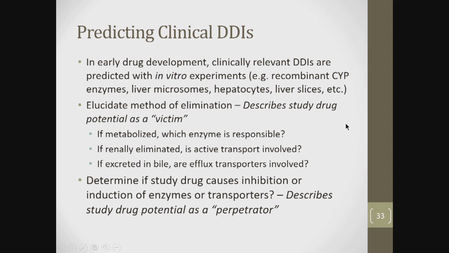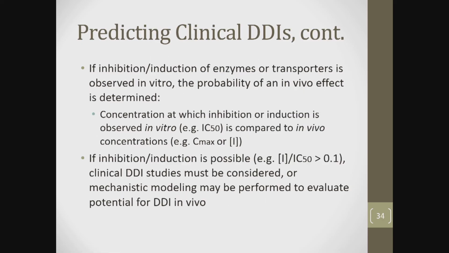After we've characterized clearly how the drug is eliminated, that is, characterized its potential to be a victim of drug interactions, we also evaluate whether the drug might be a perpetrator. That is, does it have the potential to inhibit or induce enzymes or transport proteins? If we do observe some inhibition or induction in our in vitro systems, we characterize a probability of the clinical significance of it.